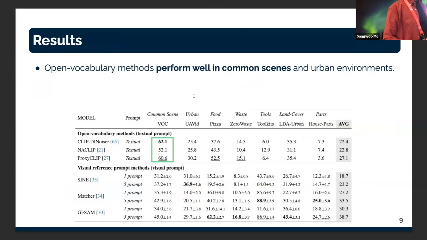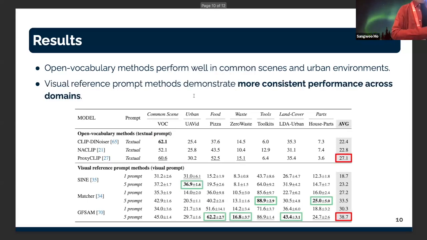Here I have reported a limited, let's say a shrunk version of the results. As you can see here in the green square, in the upper part of the table, you have open vocabulary methods. In the lower part of the table, you have visual reference prompt methods. Here you can see that in common scenes and urban environments, textual prompt still wins. So the performance of textual prompts is still better with respect to visual prompts. For example, CLIP denoiser achieves 62, and the best performing visual prompt method achieves only 45.